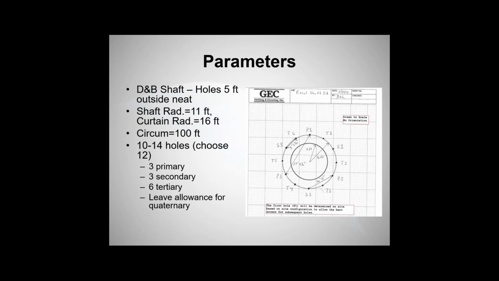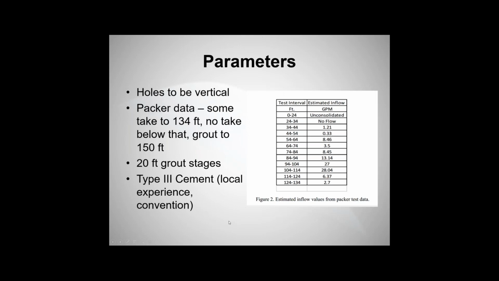Split spacing is very typical. People may do it at a little bit different distances. These are the distances I like. I also like to, as far as budgeting goes, leave an allowance for quaternary holes. So I may need to go back in and drill some extra holes between these, just based off of the data that I get back, the feedback I get from the primary, secondary, and tertiary holes, because the ground is telling me what I need to do.